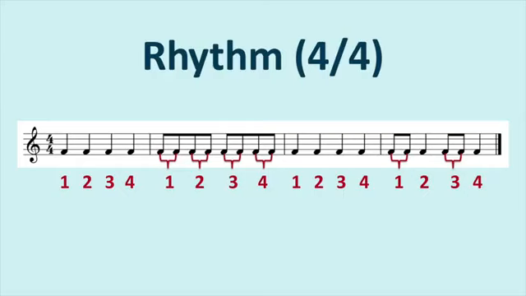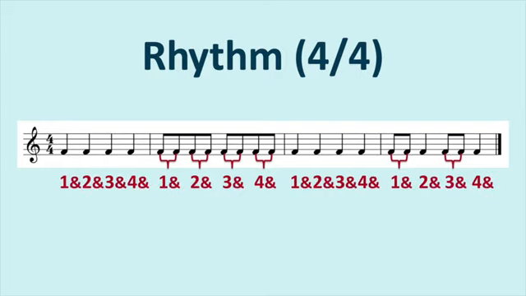It's not easy, is it? Let's try to count the rhythm in another way. We count 1 and 2 and 3 and 4 and, instead of just 1, 2, 3, 4. Using half beats makes it easier for us to count the eighth notes. Let's count aloud. 1 and 2 and 3 and 4 and. One more time. 1 and 2 and 3 and 4 and.